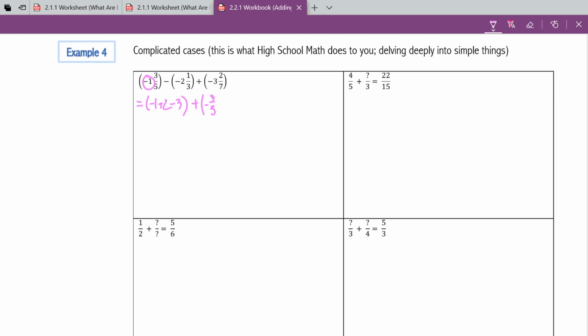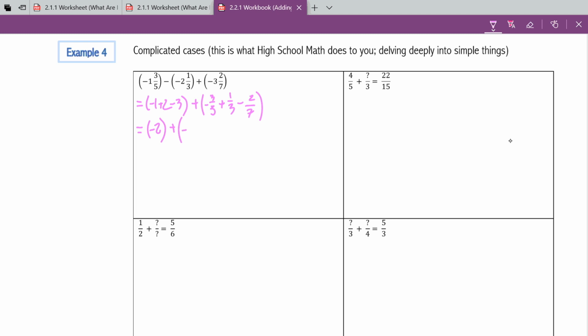Remember, the negative here applies not only to the 1, but also to the fraction. It's overall negative. Okay, so -3/5 plus 1/3 minus 2/7. Well, -1 plus 2 minus 3 is going to be -2, to which we're going to add the results of -3/5 plus 1/3 minus 2/7. And so what we're going to do is think of a common denominator that has 5, 3, and 7 as a factor. And the smallest version of that I can figure out would be 105.